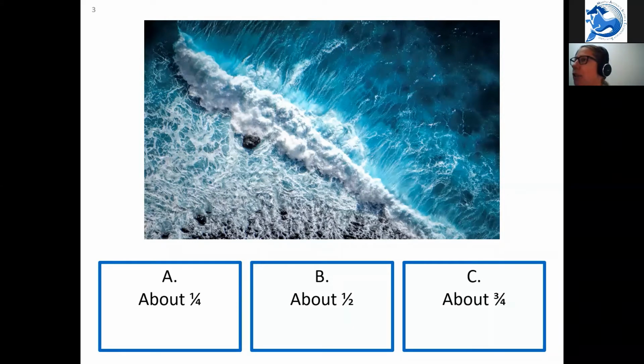And I'll give you another few seconds here. 3, 2, get your answers in. 1, let's close that poll. And there we go. So about 40% of you thought half, and then about 30 and 27%, 1/4 and 3/4.